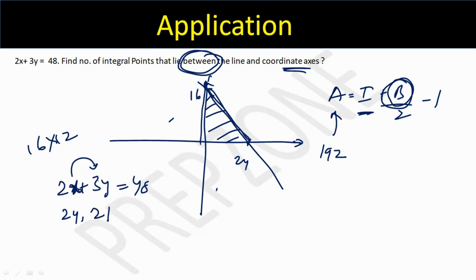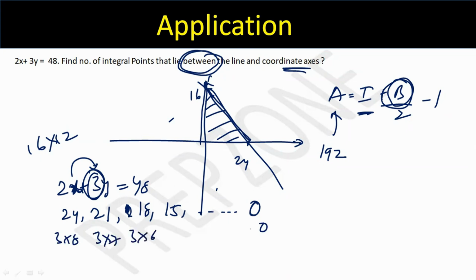Why? Because x has to change in coefficient of y. I have already covered this in the special equation. So x has to change in terms of coefficient of y, then 21. Then it will be what? 21 minus 3, 18. Then 15, and so on until 0. Right? Because x equals 0, y will be 16. So this covers all the points. ये सारे 3 के multiple हैं. 3 into 8, 3 into 7, 3 into 6. So it is essentially 9 points. 3 into 0, 0 से 8 तक. So we have 9 points on this entire axis.